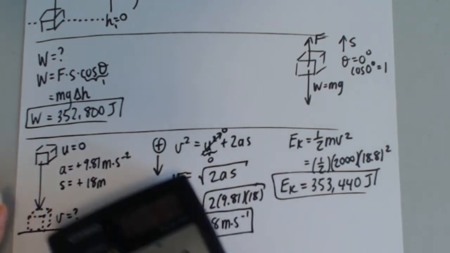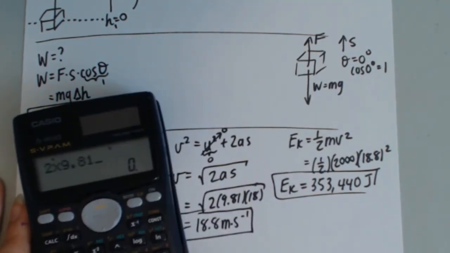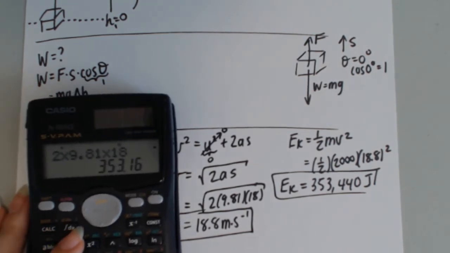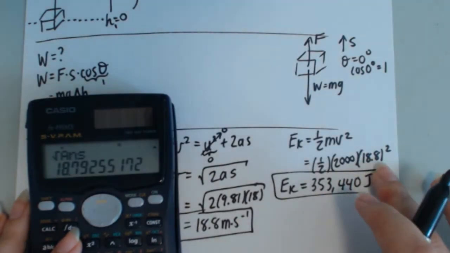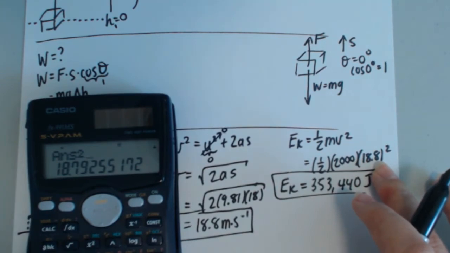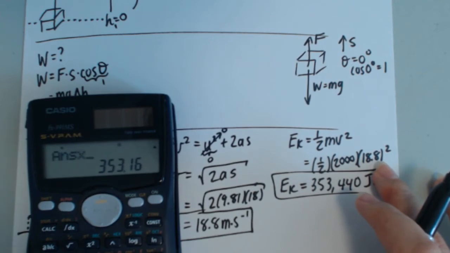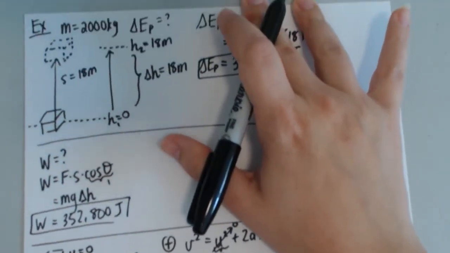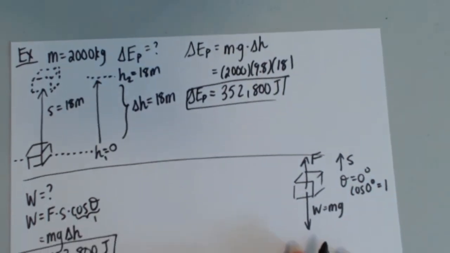In fact, let's check that out. If we do 2 times 9.81 times 18 equals, and we square root that, we get 18.8. And then if we square that again here, 18.79255172, if we square that, and then we multiply by 2,000, and we multiply by 1/2, we get 353,160. Okay, so it's a little bit different, but that's okay. And I just realized why, because I have 9.8 here, not 9.81.